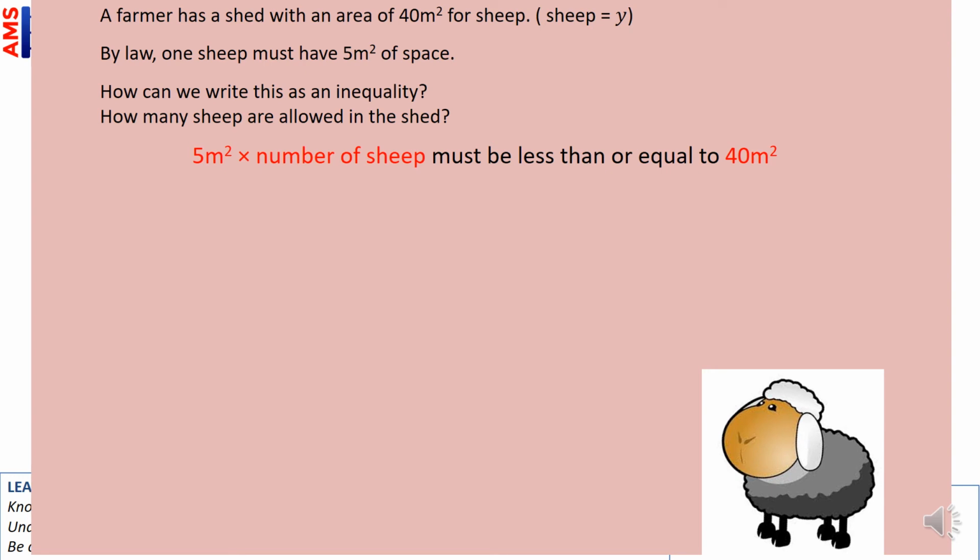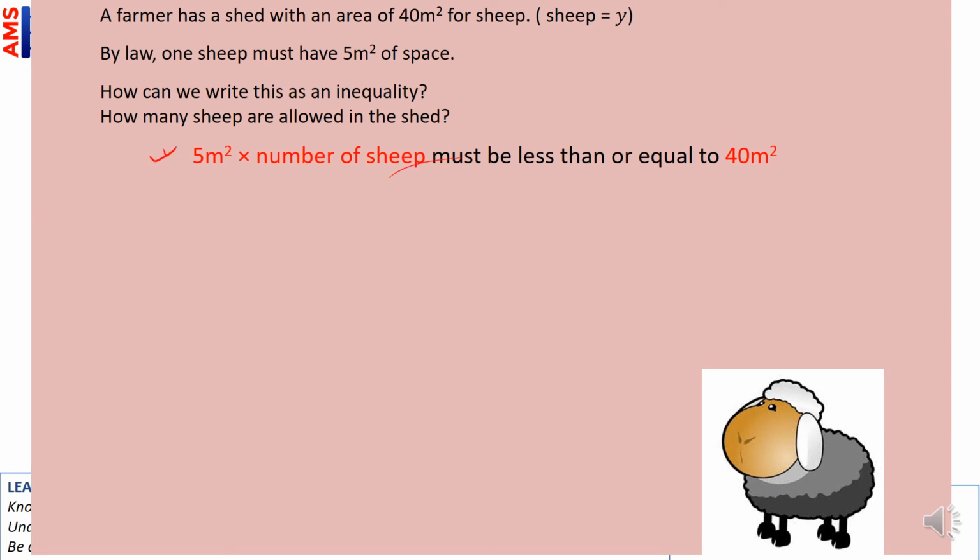It says a farmer has a shed with an area of 40 meters squared for sheep, and we're going to use y to represent a sheep. It says by law, one sheep must have 5 meters square of space for itself. So how can we write this as an inequality and how many sheep are allowed in the shed? So we're going to start with this bit of information here.